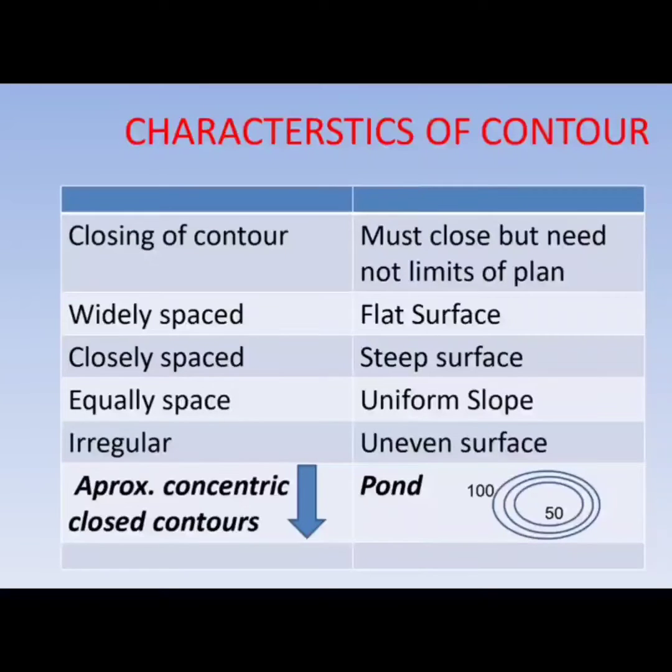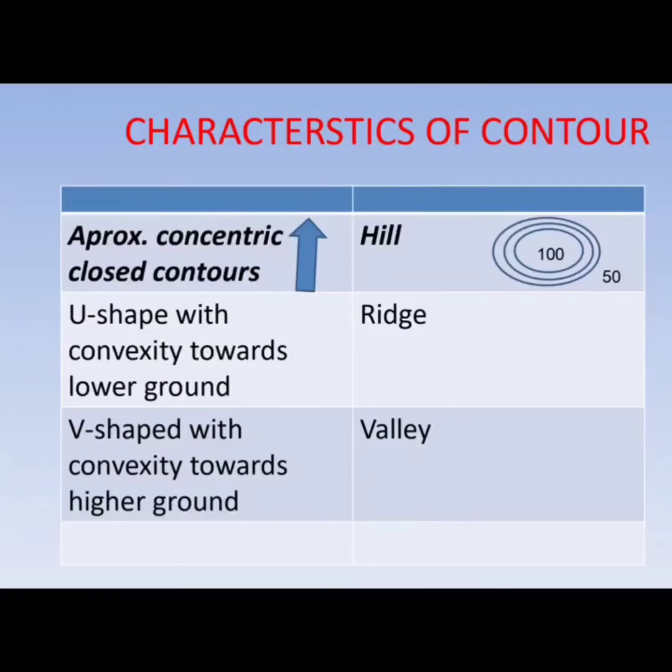Approximately concentric closed contours with levels decreasing towards the center indicate a pond. Approximately concentric closed contours with increasing contour level at the center indicate a hill.